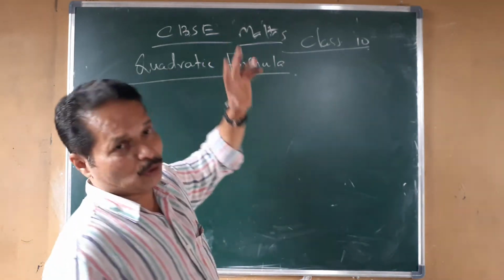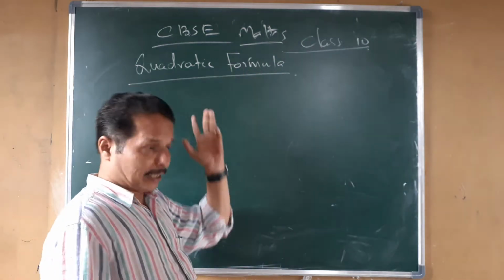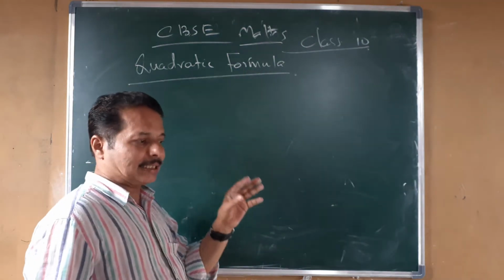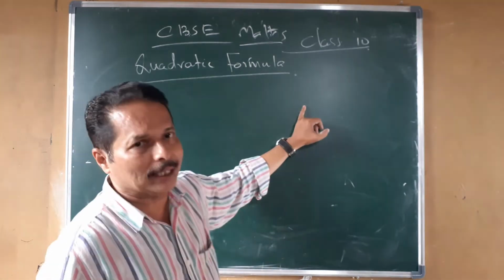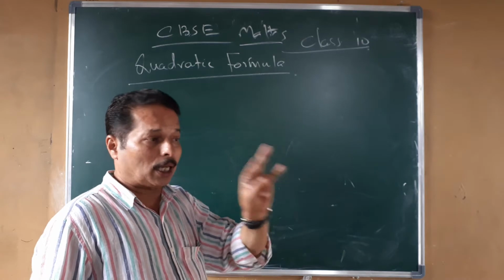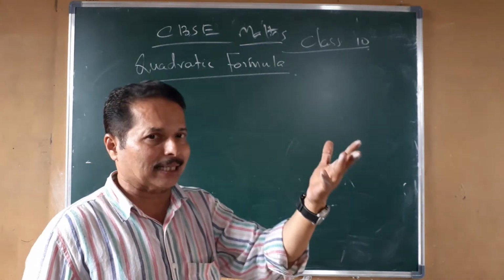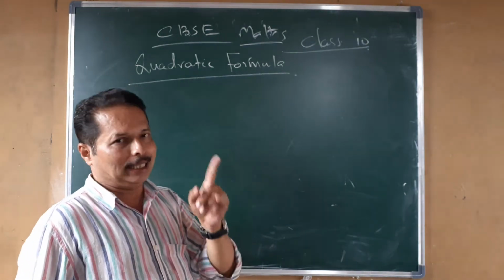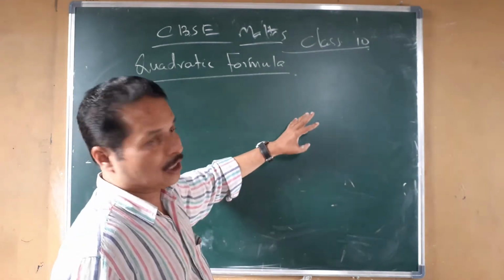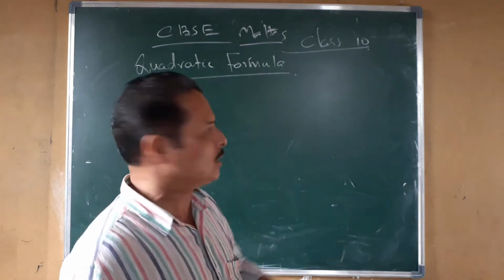In the previous class, you studied finding zeros by the quadratic formula and the characteristic of the quadratic discriminant. You studied that if b square minus 4ac equal to 0, there are two equal real roots. If b square minus 4ac is greater than 0, that is positive, there are two distinct real roots. And if b square minus 4ac is less than 0, there is no real root. That you already studied.